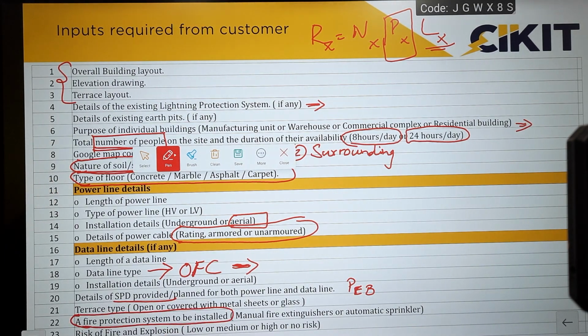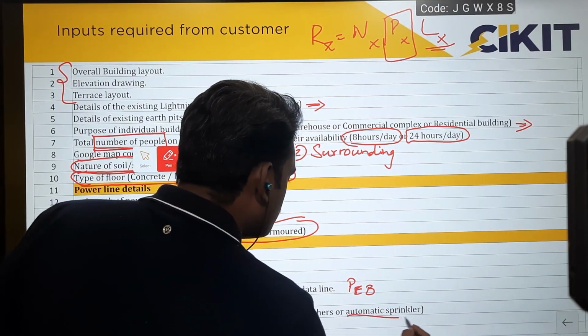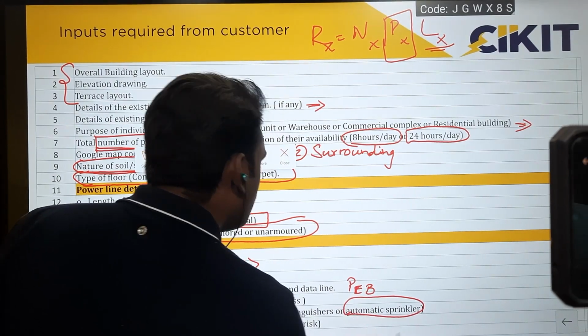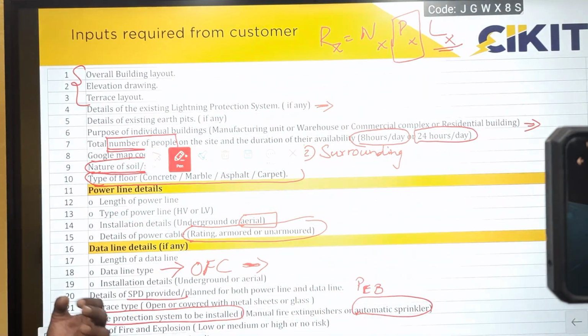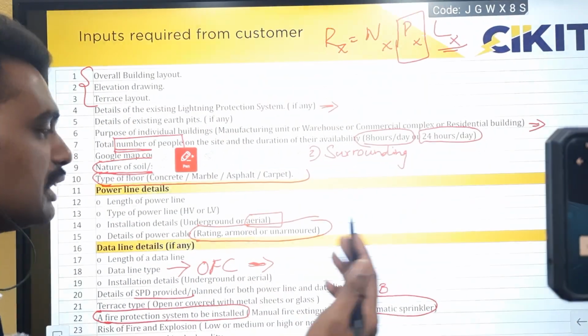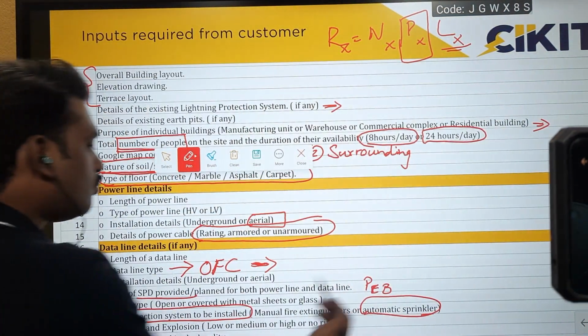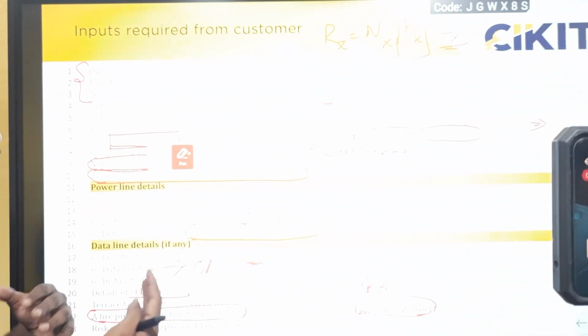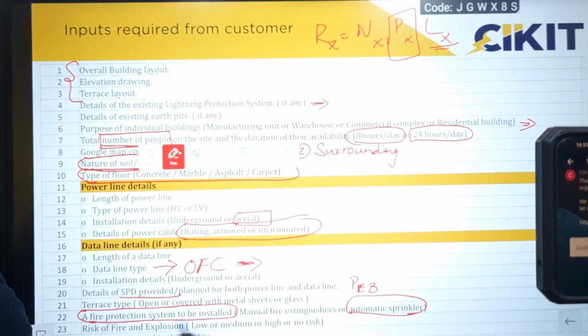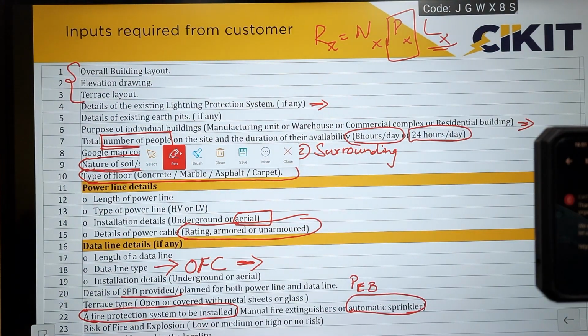If they have already installed manual fire extinguishers, the risk will be a little higher because it may take some time for those people to operate the extinguisher. So if they are going for an automatic sprinkler system, then there won't be any human interruption. It will operate automatically. So the risk will be much lower if we are going for an automatic sprinkler. For that particular loss component, we are getting the details of the extinguishers they have provided.